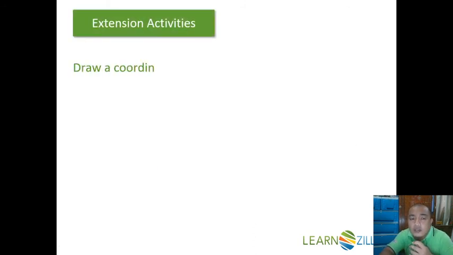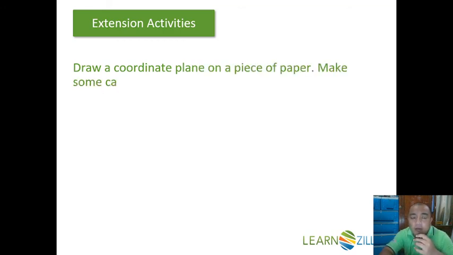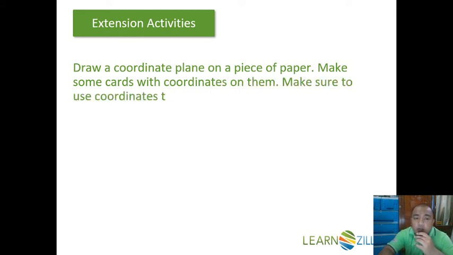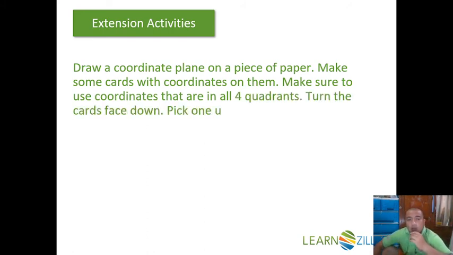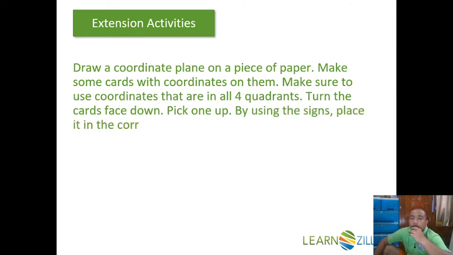Extension activities. Draw a coordinate plane on a piece of paper. Make some cards with coordinates on them. Make sure to use coordinates that are in all 4 quadrants. Turn the cards face down. Pick one up. By using the signs, place it in the correct quadrant. Have a friend check your work.